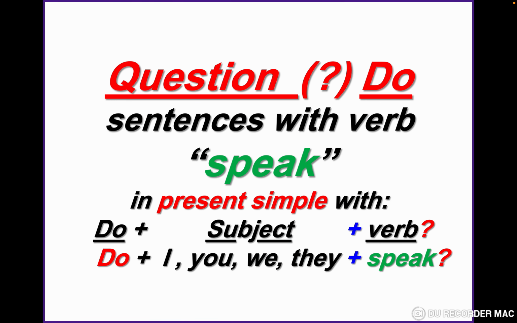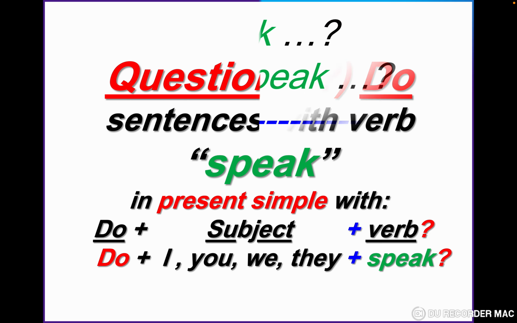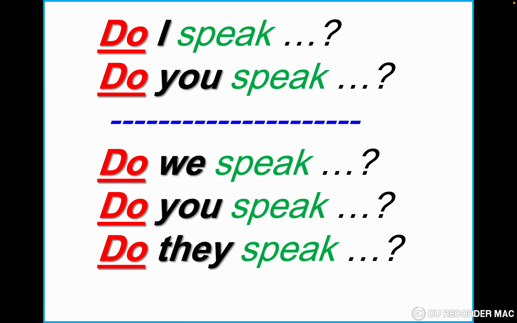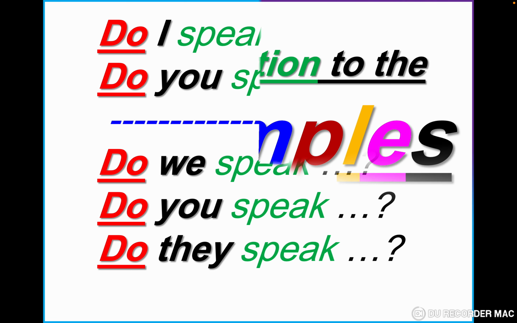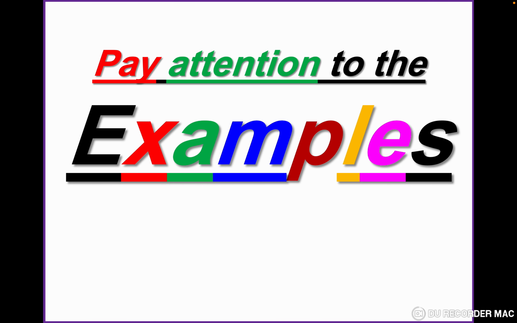In the question we use do with I, you, we, they. Let's see. Do I speak? Do you speak? Do we speak? Do you speak? Do they speak? So do you, the first one is one person, and do you, the second one, two people or more. So pay attention to the examples.